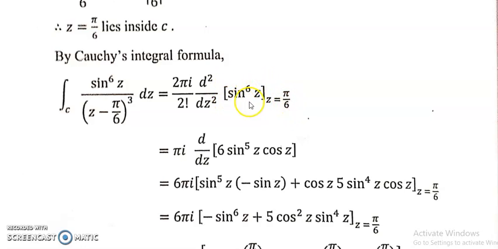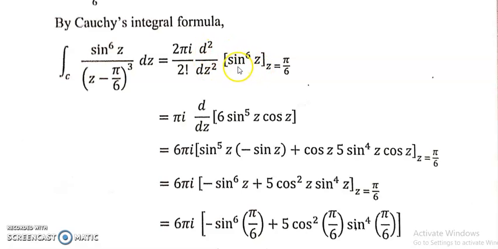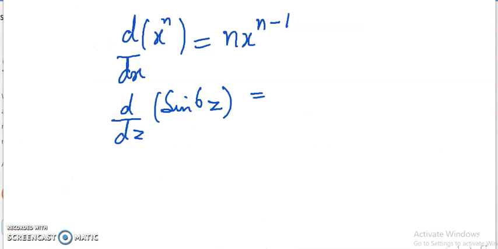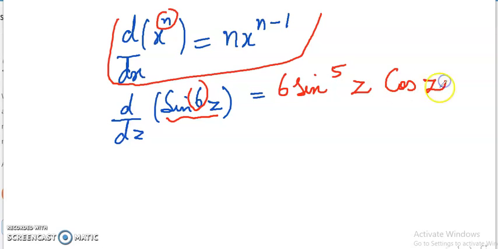So now let us differentiate this sine power 6z. When you differentiate the first time, we can apply the formula for x raised to n. Because the power is 6, n is 6, so we get 6 sine power 5 z, because n x raised to n minus 1. Here x is sine z, and n minus 1 is 5. Also we have to differentiate sine z, and the derivative of sine z is cos z. So this is the first derivative.